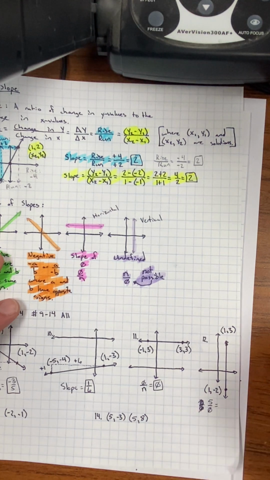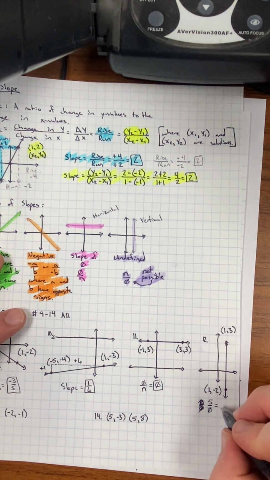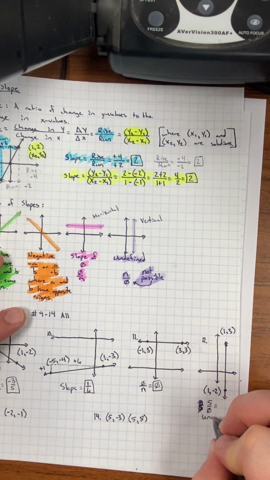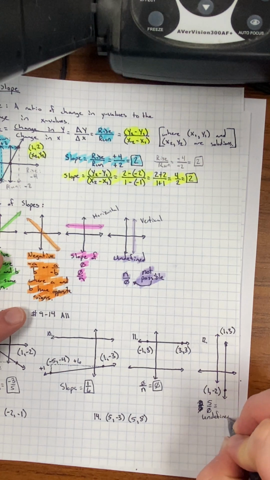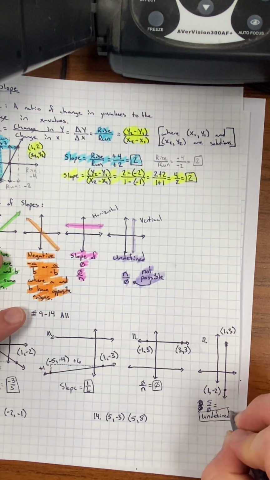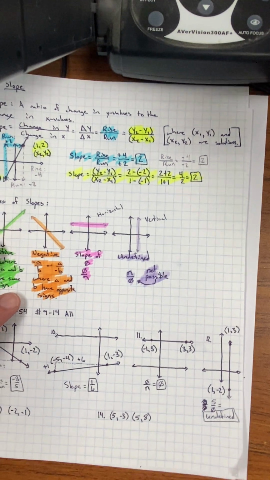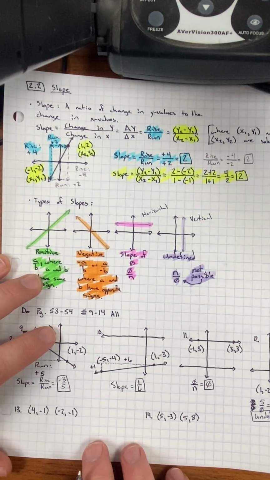But we know that 5 over 0 is not possible, right? And so since this isn't possible, we would just write this as undefined because it is impossible to divide by a 0. Okay? All right, that's number 12. Let's go ahead and move on to number 13.